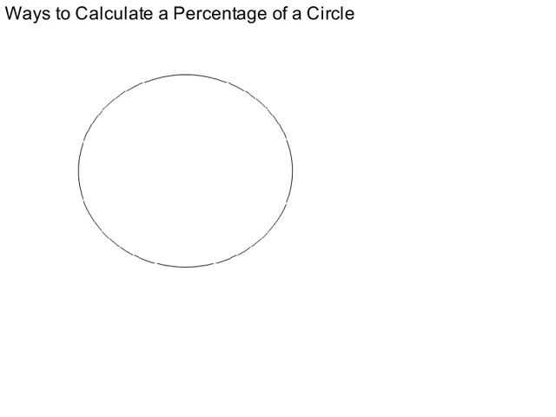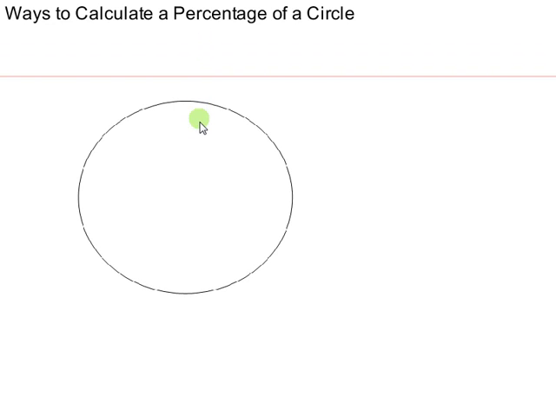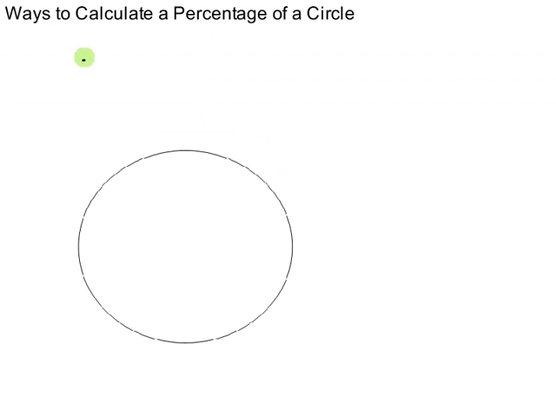So let's briefly discuss ways to calculate a percentage of a circle. The first thing I want you to realize or recall, if you've forgotten, is that to calculate a percentage, you take a part and divide it by the whole. What's important about this relationship between the part and the whole is that the part is the same unit as the whole. So if your part is dollars, your whole needs to be dollars also.